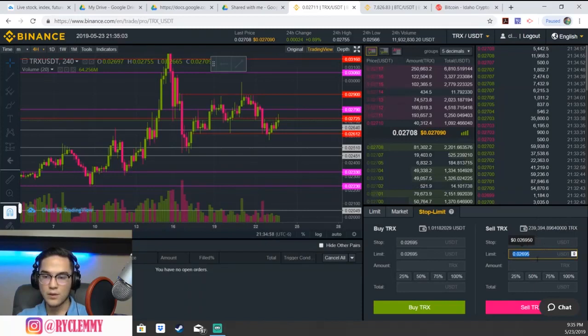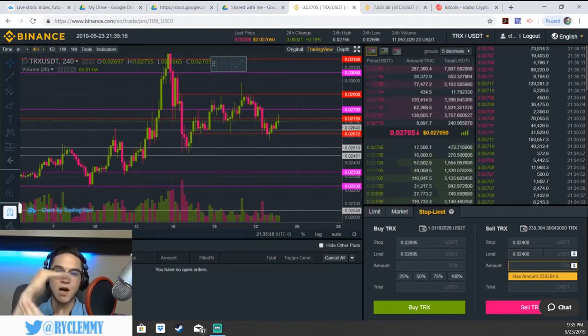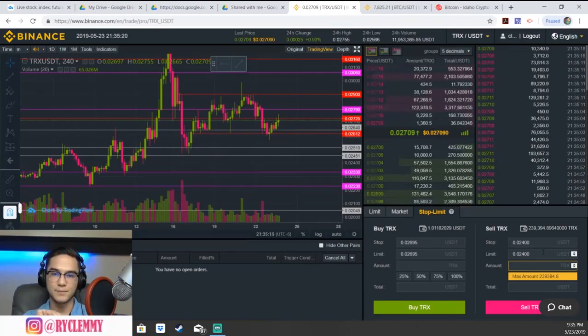Now, what you would put in for your limit, this is a mistake that a lot of people make. They'll put their limit at the same price as their stop. Now, you don't want to do that because it's kind of confusing, but the stop is the price at which your limit order will be placed.